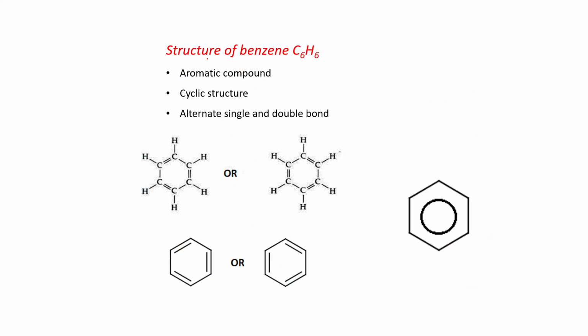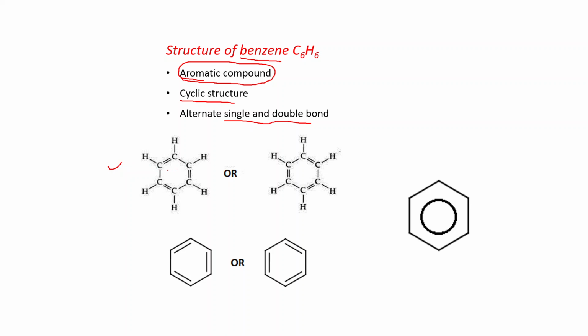Now see, this is benzene, C6H6. Actually, this is an aromatic compound. This is a special class of organic compounds, and this term comes from aroma. Aroma means smell, fragrance. Benzene and its derivatives have a special smell. That's why these are known as aromatic compounds. These are cyclic in nature, and in benzene there are alternate single and double bonds. You can see from this structure.